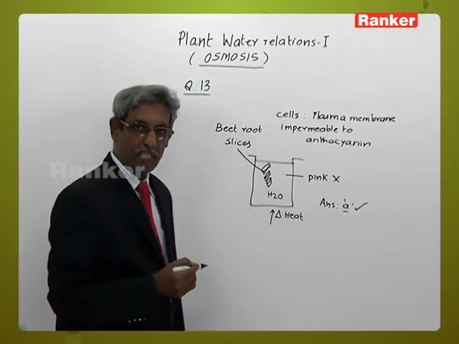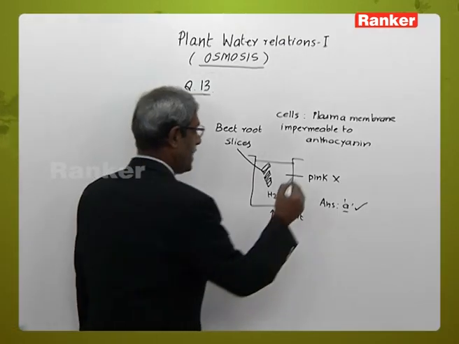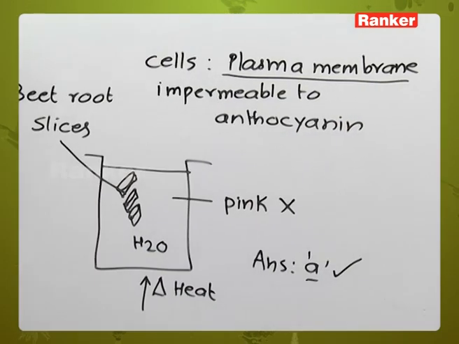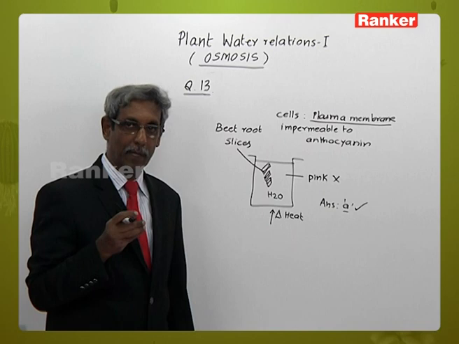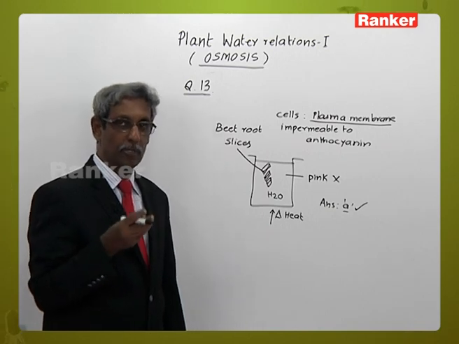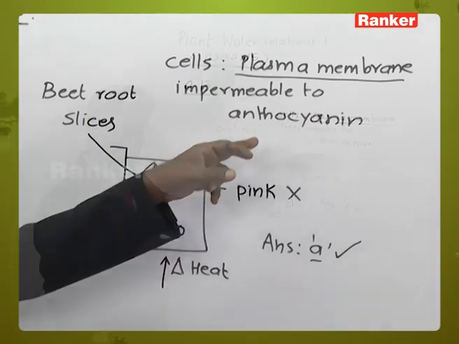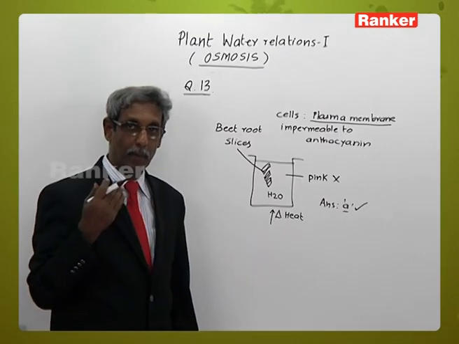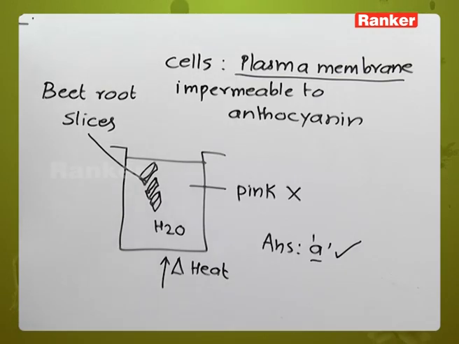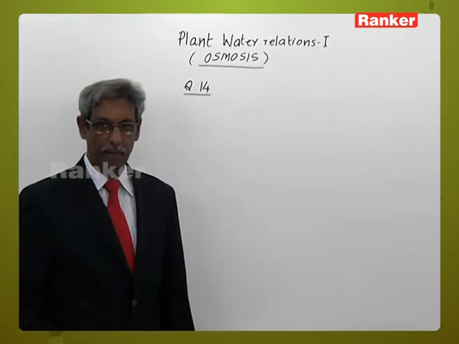So, this is one experiment to prove that the plasma membrane, the biological membrane which binds cells, is selectively permeable. It only allows certain ions to move through it. In this case, it does not allow the passage of the anthocyanin pigments into the water, thereby the water remains colorless.